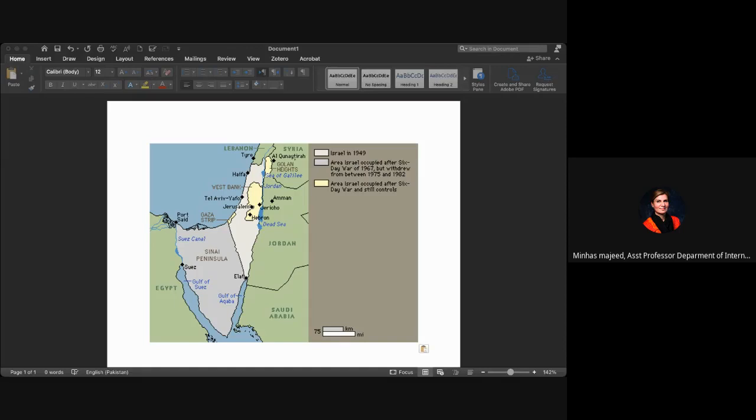And another issue causing Palestinians great anger is that Israel has continued to build settlements in Palestinian territory, illegally converting even more Palestinian territory into Israeli territory. So Palestinians see the settlements as a sign that Israelis do not want peace.